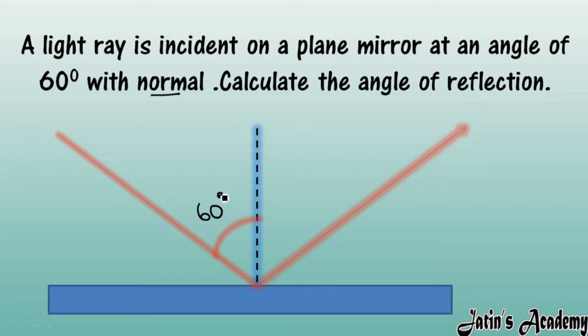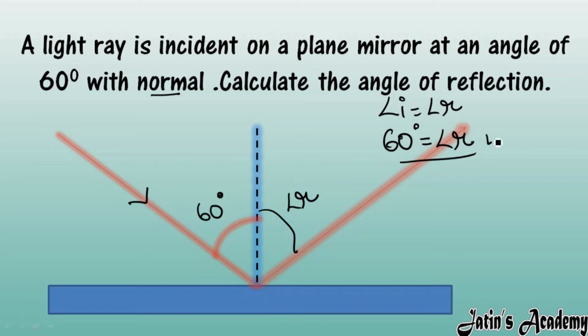This is making an angle of 60 degree with the normal. This is the incident ray, making an angle of 60 degree with the normal. Calculate the angle of reflection. This angle R we have to calculate. As we have learned in the laws of reflection, the first law of reflection says angle I is equal to angle R. Means angle of incidence is always equal to angle of reflection. Here we are given the angle of incidence, 60 degree, and that is also equal to the angle of reflection. So here the angle of reflection is also 60 degree according to the first law of reflection.